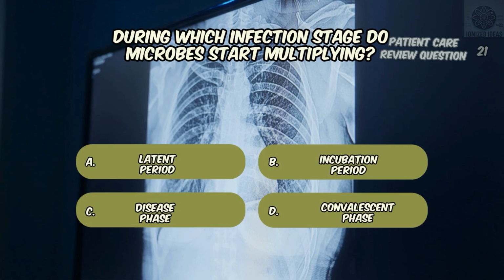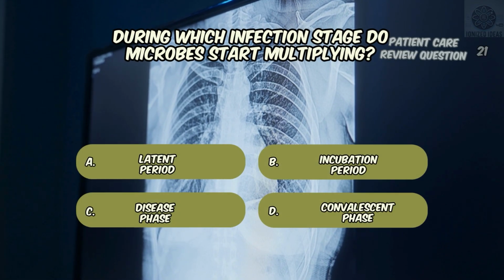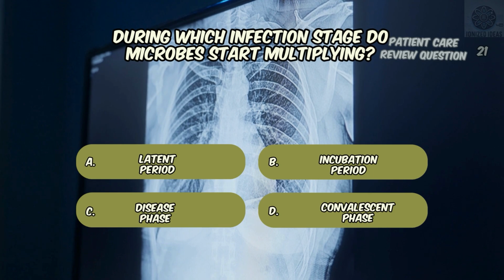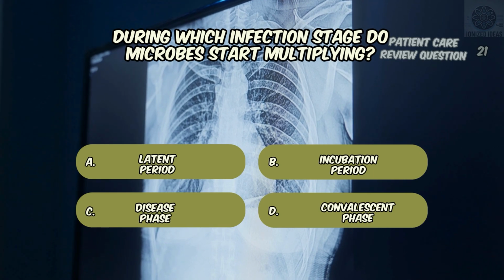During which infection stage do microbes start multiplying? A. Latent period, B. Incubation period, C. Disease phase, D. Convalescent phase.